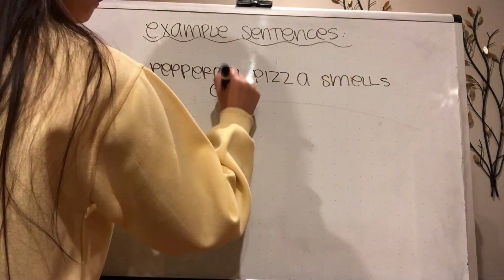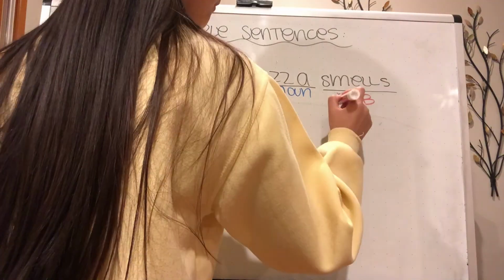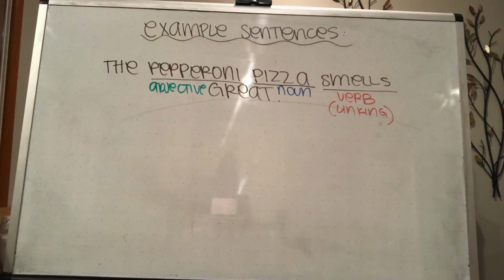Our last example sentence is going to be, the pepperoni pizza smells great. We're going to find the noun first, which is a person, place, thing, or idea. In this case, it's the pizza. Then next, we're going to find the verb. In this case, it's going to be a linking verb, smells.